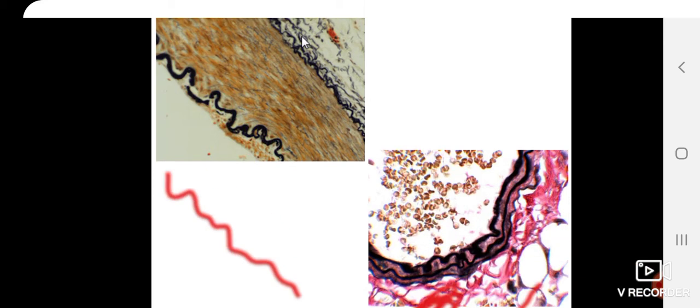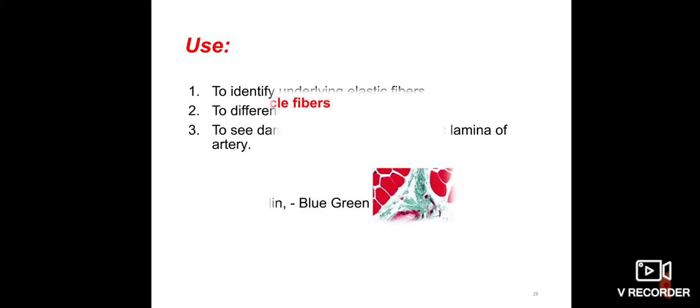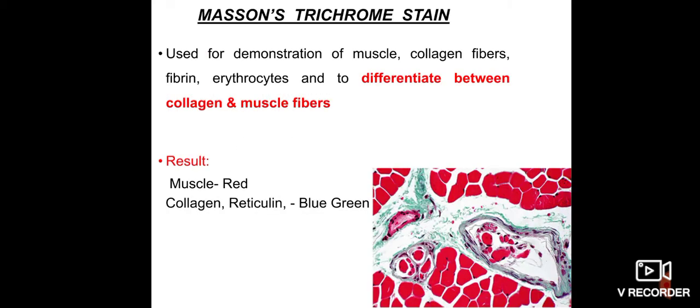Again, this is another picture. You are seeing these are all RBCs, and this is your internal elastic lamina, which is stained black with Van Gieson stain. Uses, as I told you, are mainly to identify the elastic fibers, to differentiate muscle from collagen, and to see any damage or irregularities in the internal or external elastic lamina of arteries. So if any dissection of aorta or coarctation of aorta is there, this will be a useful stain.